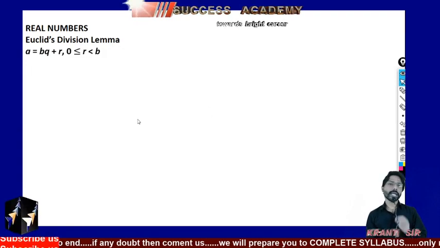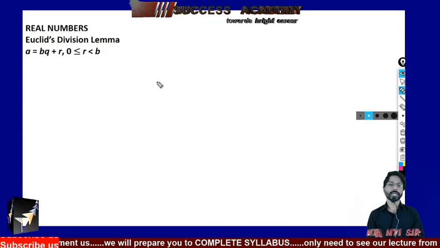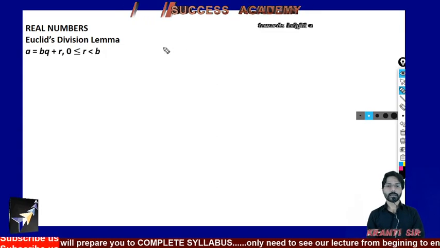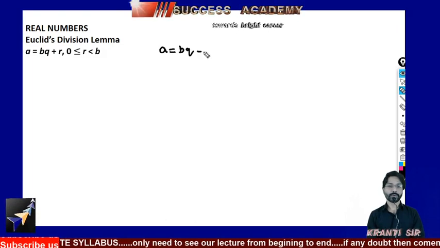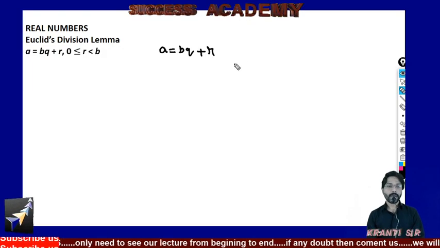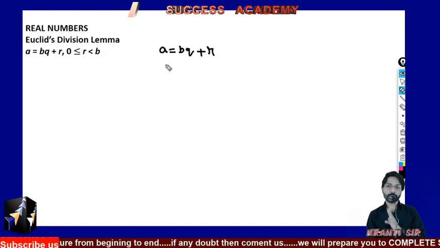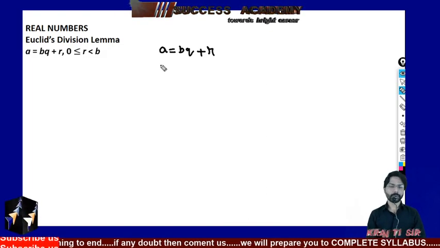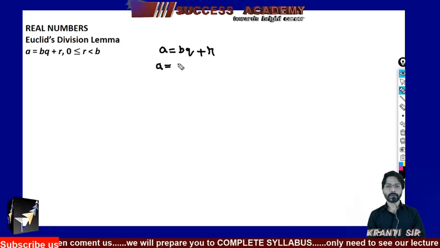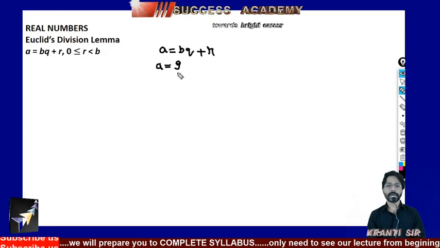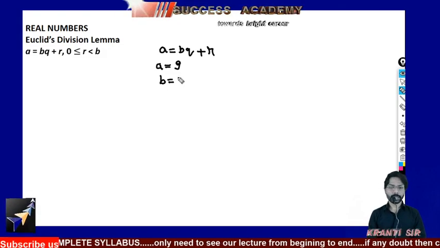See here, it is an equation. What is this equation? The equation is a equal to bq plus r, and here a is any positive integer. Any positive integer means, suppose let it be a equal to, I'm just thinking, 9. Okay, and b is any other positive number. I'm just thinking about 4.